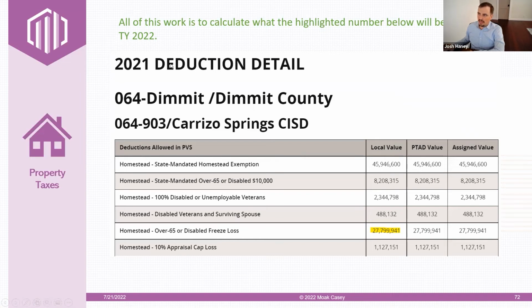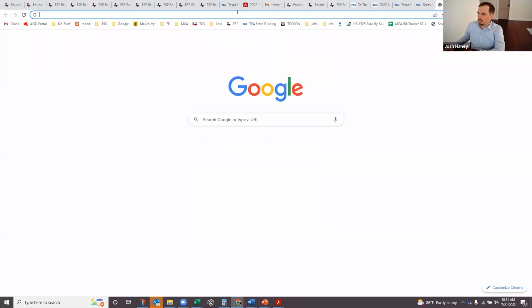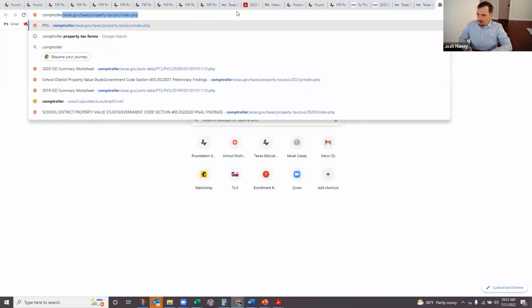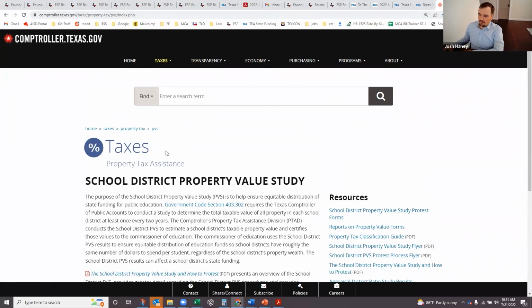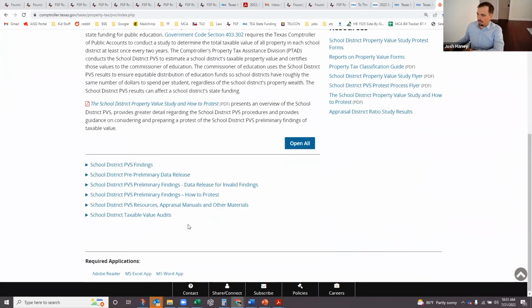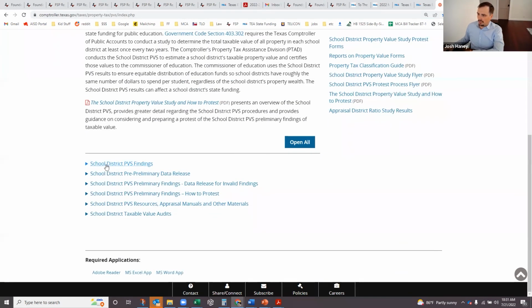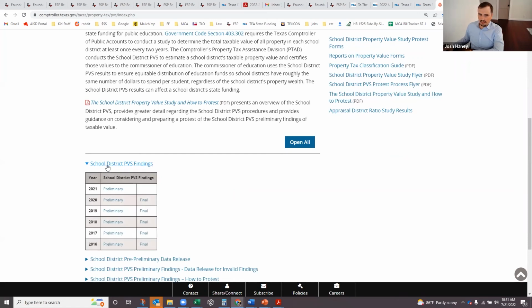Okay, so this is a snapshot of this report for tax year 20. We won't get a 22 controller property value study until January of 23. And just so y'all know, I know Romualdo said there were some new CFOs on the call, I'm just going to show y'all real quick where you can find this. So I just Googled controller PVS. It was the first thing that popped up. You can go down here, school district PVS findings.